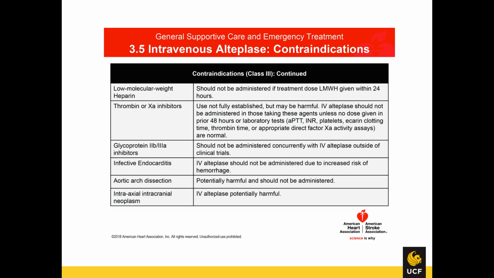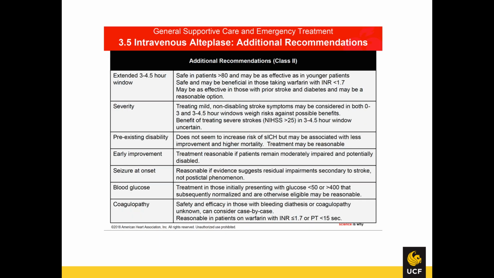Glycoprotein 2B and 3A inhibitors should not be administered concurrently with alteplase. Infective endocarditis, IV alteplase should not be administered. They're at increased risk for rupture of the valves and possible hemorrhage. So we're not going to give it in cases of infective endocarditis. Aortic arch dissection, same thing. And intra-axial intracranial neoplasms. Unfortunately, IV alteplase can be potentially harmful for these people as well. So brain cancers, we're going to be avoiding the use of the drug in those people.